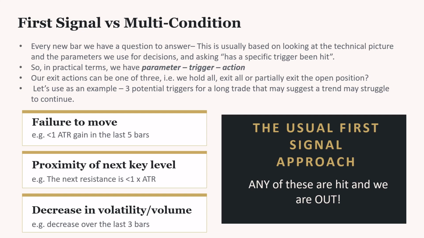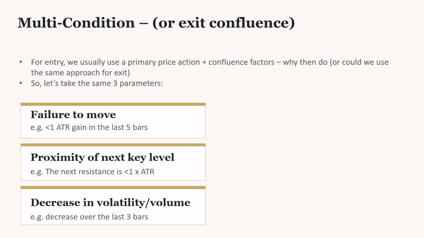The alternative, of course, is multi-condition, or what I'm terming exit confluence. For entry, we use a primary price action plus confluence factors. Why then do we, or could we not use the same approach for exits?